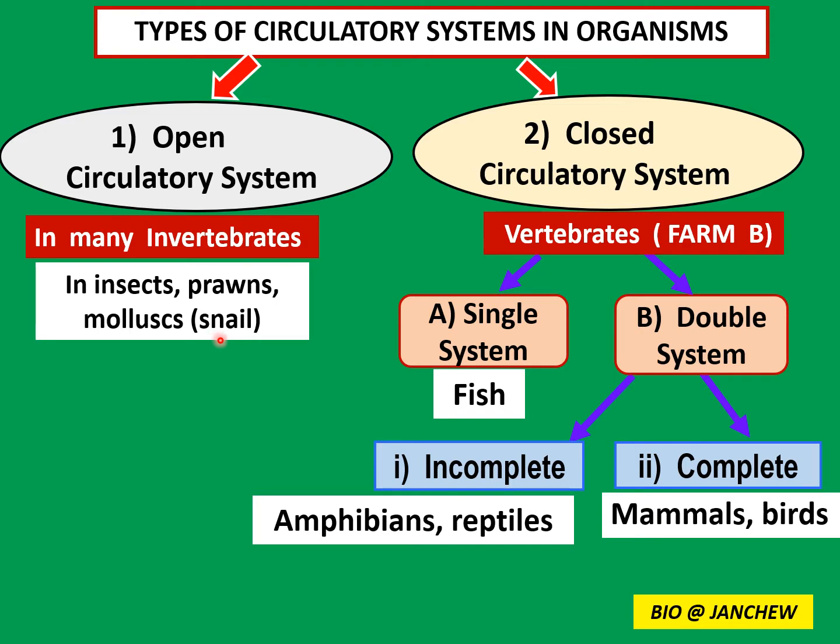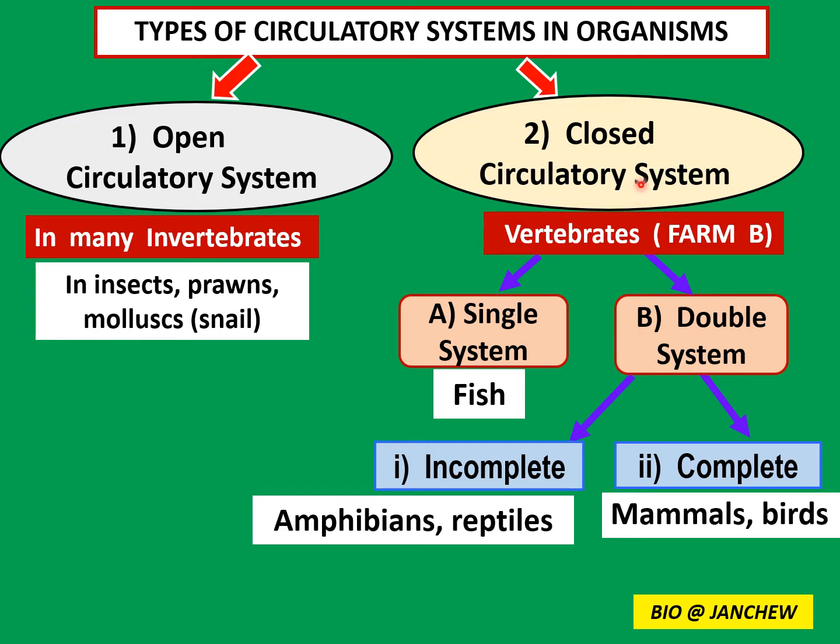Whereas the closed circulatory system is found in the vertebrates, which are animals with a backbone. So examples of the vertebrates are the fish, amphibians, reptiles, mammals, and birds. Think of this suitable acronym, FARM-B. F for fish, A amphibians, R reptiles, M mammals, and B birds. Okay, so a very good acronym for the different types of vertebrates.